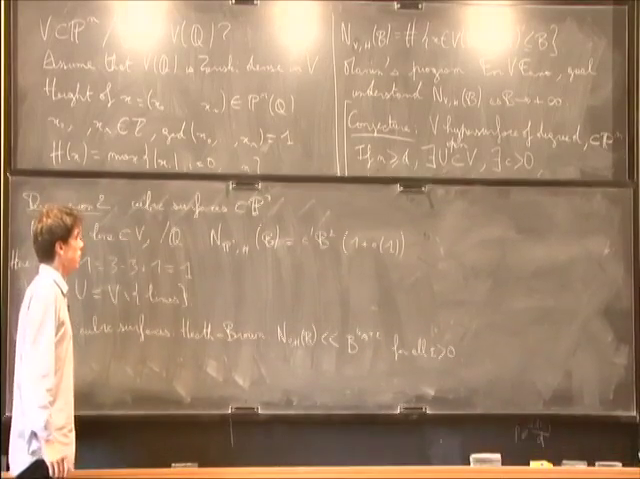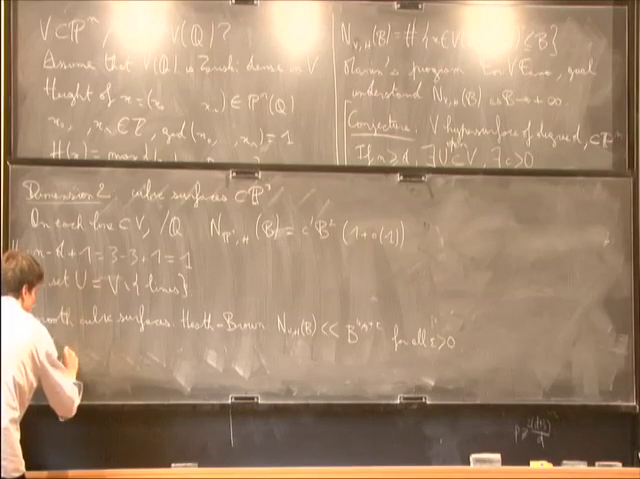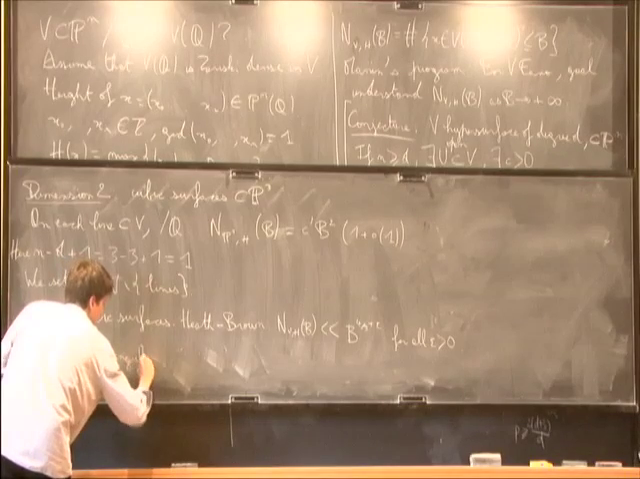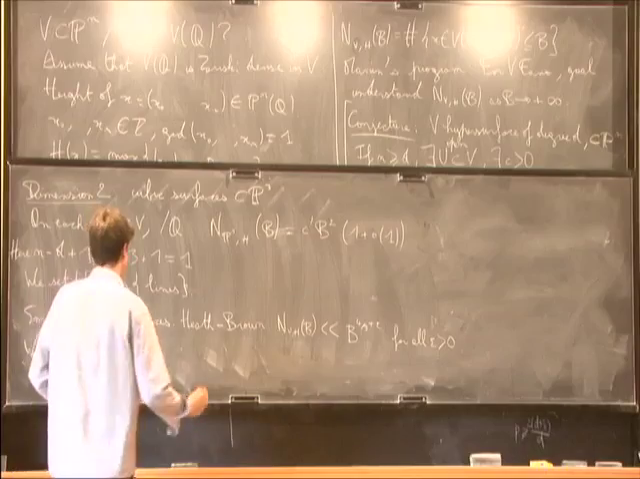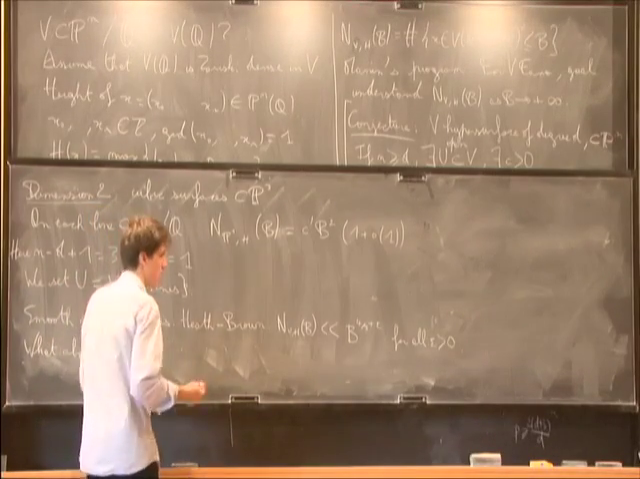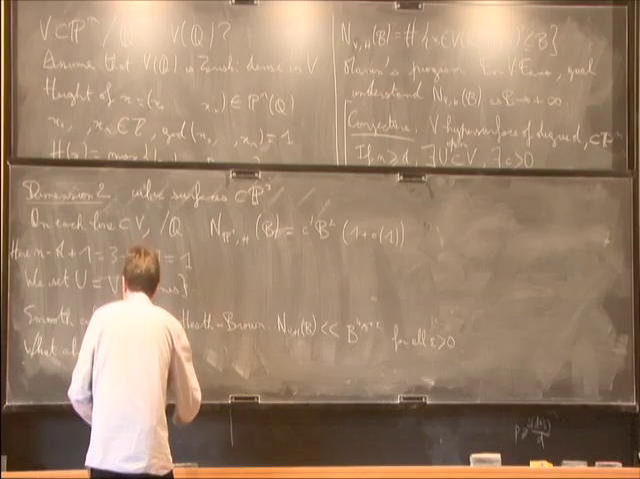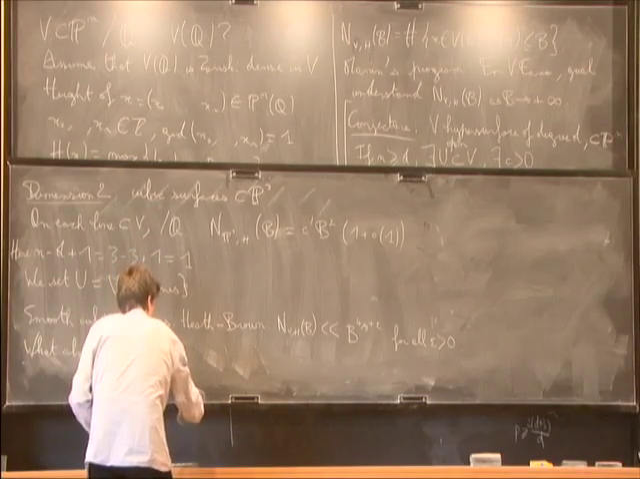So the next question is, what about singular cubic surfaces? The geometry of singular cubic surfaces is easier to understand than the geometry of non-singular cubic surfaces. So we can expect that the arithmetic is also simpler, and it happens. What about singular ones?